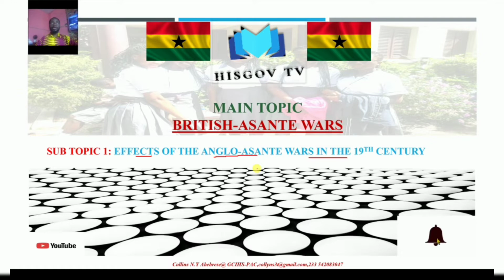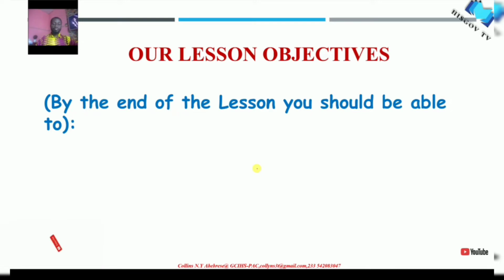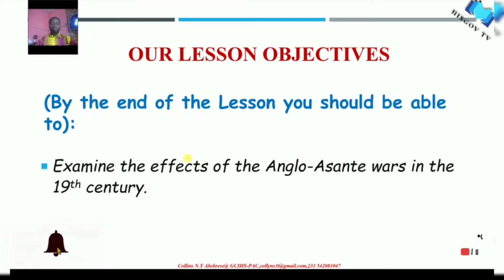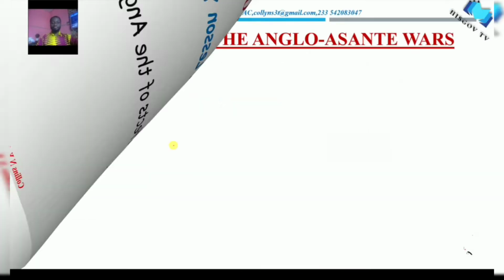Good. So let's look at our lesson objectives for today. By the end of this lesson, you should be able to examine the effect of the Anglo-Asante Wars in the 19th century. So what was the effect of the various wars that were fought between the Ashanti Empire and the British? Let's go in there and look at some of the effects.